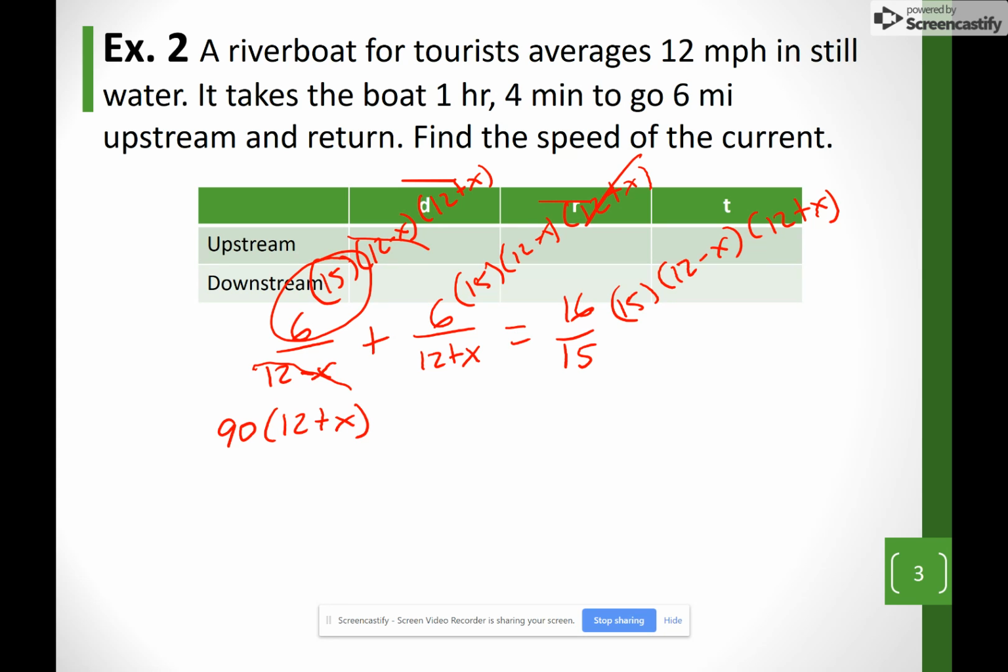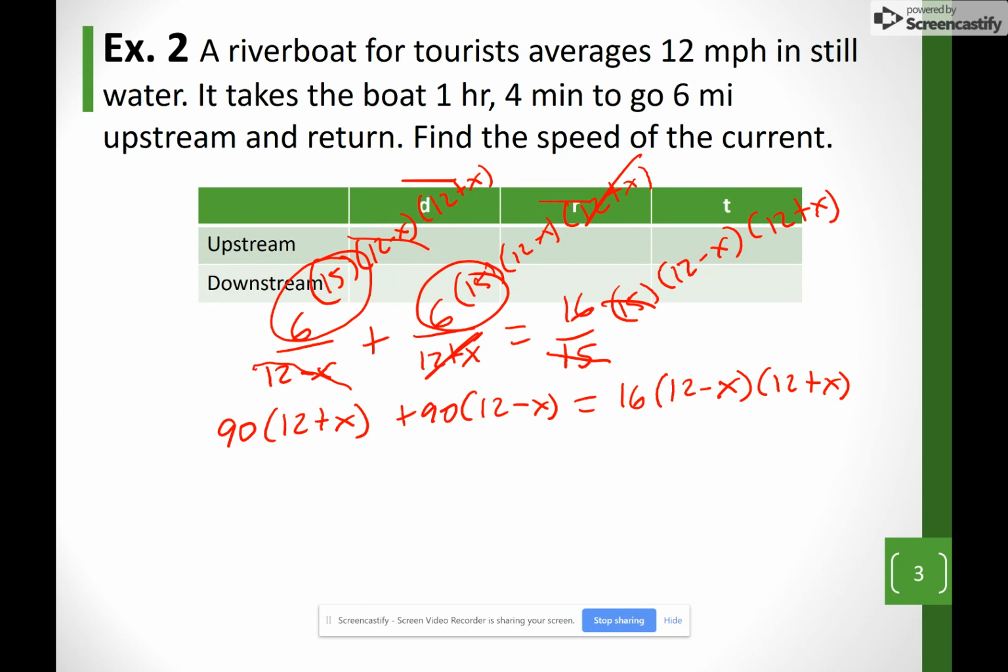On my second one, 12 plus x with 12 plus x cancels out. This is positive 6 times 15. That's another 90 times 12 minus x. Now here, 15 with 15 cancel out. So I'm going to have 16 times 12 minus x times 12 plus x.